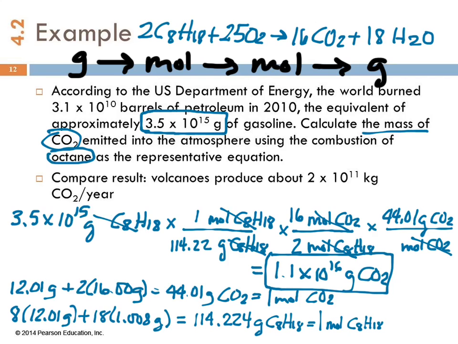It's asking us to compare that to what volcanoes produce. But it gives us the volcanoes in kilograms. Let's convert the kilograms to grams. Kilograms on the bottom. What does kilo mean? 10 to the 3. So 10 to the 3 up here. So that's 2 times 10 to the 14th kilograms. I'm sorry, grams.